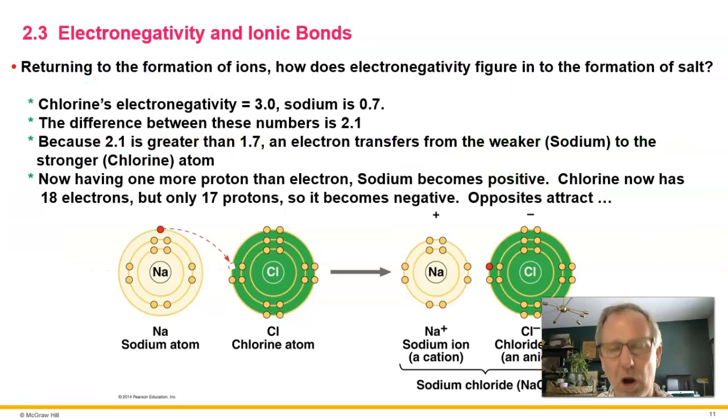Electronegativity and ionic bonds. Trying to help you put it together to understand why this happens and how this happens. So returning to the formation of ions, how does electronegativity figure into the formation of salt?